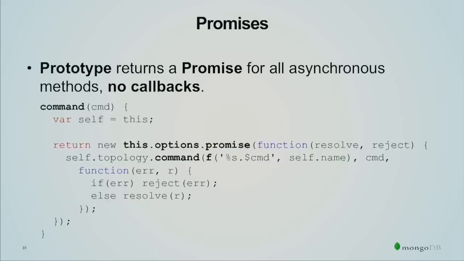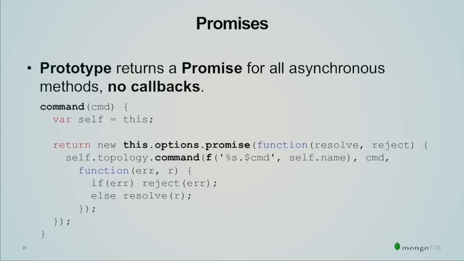And for the promises, it's fairly simple. Let's take a look at how the command function looks, right? All the functions return promises. There are no callbacks in the prototype. So no more callbacks, always promises. In this case, we're creating a new promise based on this options promise, and I will get into why we're doing that in a moment. All it does is go to the topology, which is a MongoDB core concept, call the command, and if there's an error, it rejects it, and if there's a value and no error, it resolves the value, right?